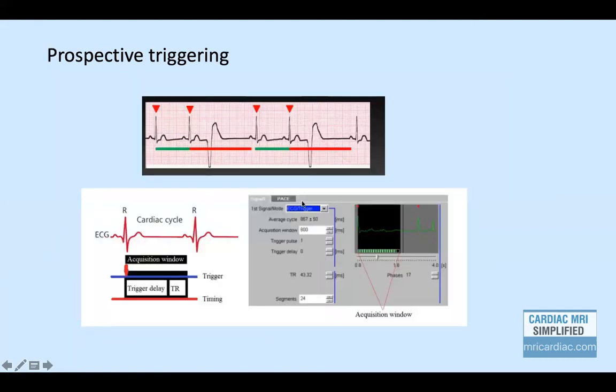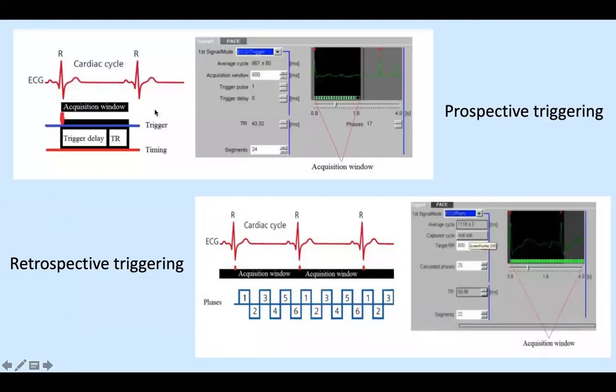With prospective triggering, you can choose the trigger and choose the leads or choose only the beats which are of good and adequate quality. However, in prospective triggering, data is not obtained during the complete cardiac cycle, and hence functional evaluation will not be possible. Normally we use retrospective triggering, where the acquisition window is throughout the cardiac cycle, but in prospective triggering, some part of the cardiac cycle may be missed.